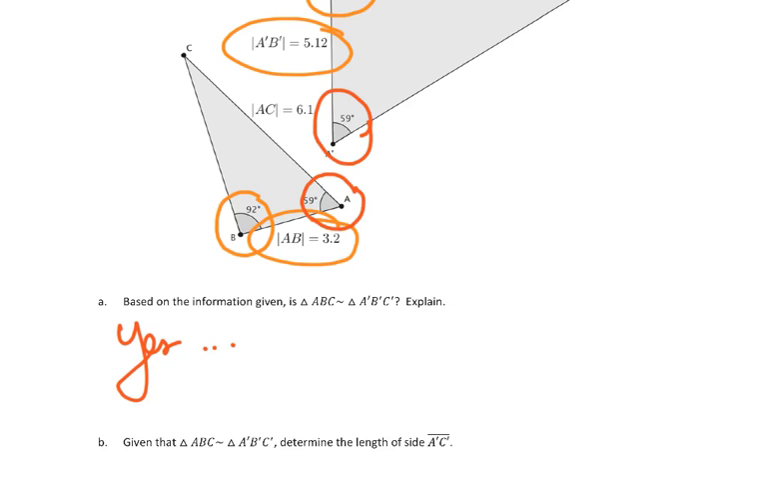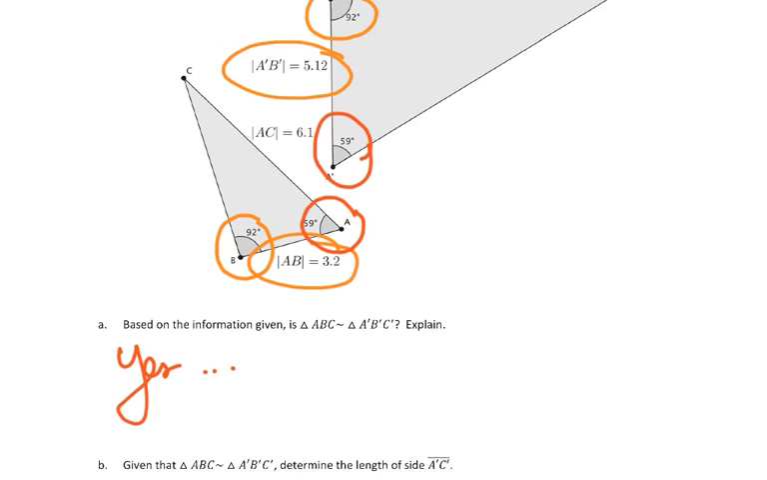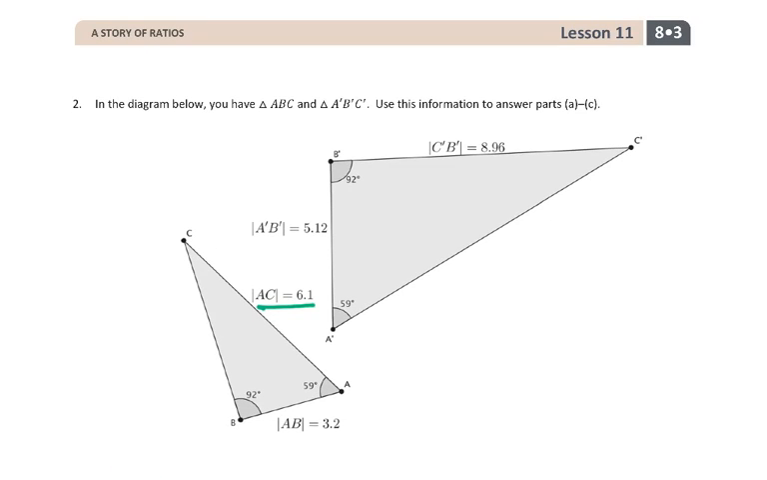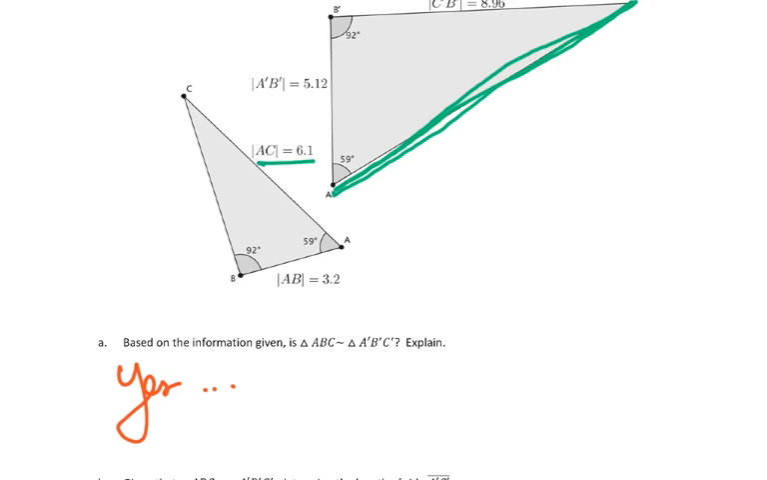And then it says, given that triangle ABC is similar to A prime, B prime, C prime, determine the length of side AC. So if I erase this, and I know that AC is 6 1/10, A prime, C prime is this side right here that I don't know the measurement of. If I know A prime, B prime over AB is equal to 5 12/100 over 3 2/10.